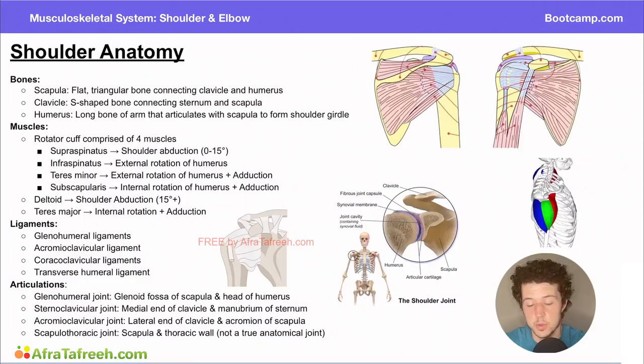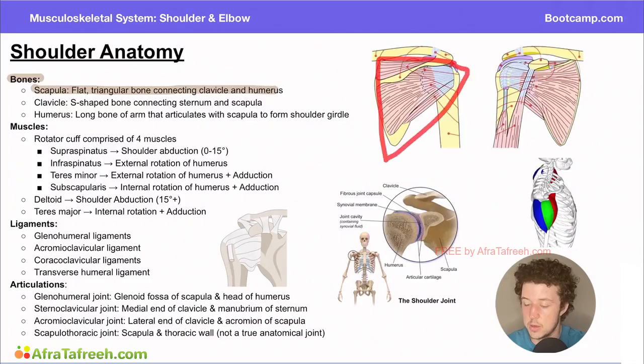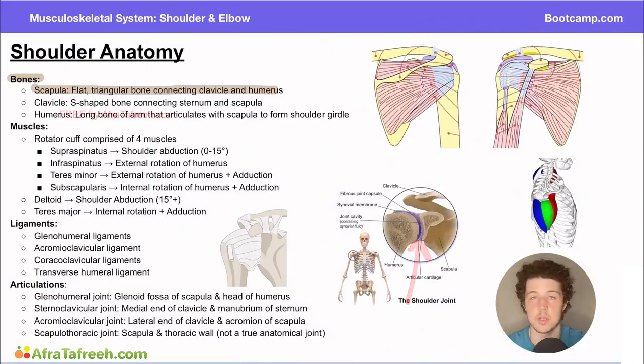So we'll start with the bones of the shoulder, and first we'll talk about the scapula, which is the flat triangular bone that connects the clavicle and the humerus. So we can see the scapula here, and here's the spine running across, which will eventually become the acromion, which is where the clavicle will attach to the scapula. And then the humerus will attach inside here, what we call the glenoid fossa of the scapula.